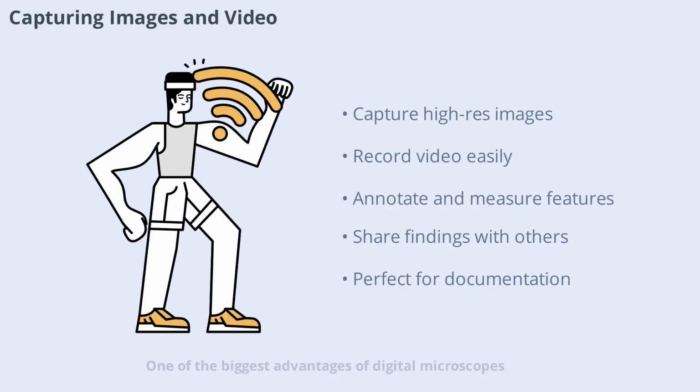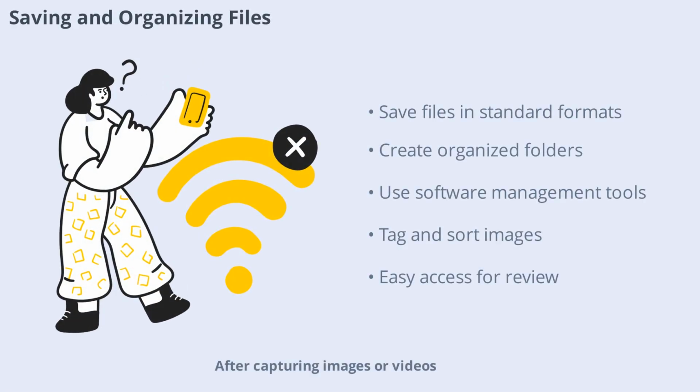One of the biggest advantages of digital microscopes is the ability to capture high-resolution images and videos. Most models have a dedicated button or software feature for taking snapshots or recording video. This is perfect for documenting your findings, creating presentations, or sharing discoveries with others. Make sure your specimen is in focus and well lit before capturing. Many microscopes also let you annotate images or measure features directly within the software, adding even more value to your observations.